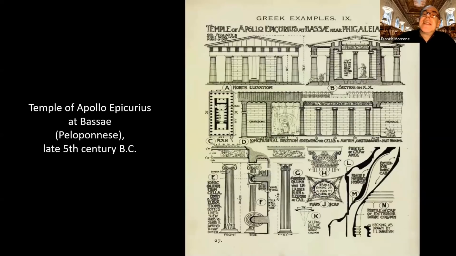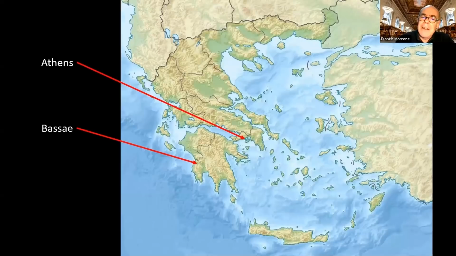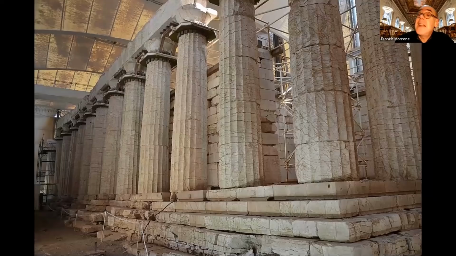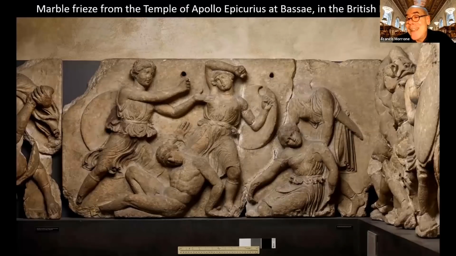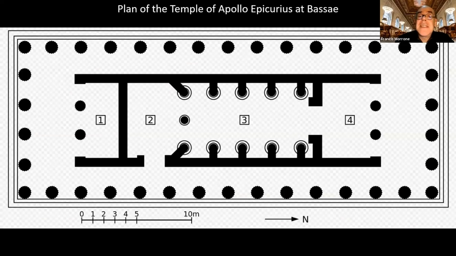And then there is the Temple of Apollo Epicurius at Bassai in the Peloponnese, which is an intriguing temple because it is the only known temple to employ Doric, Ionic, and Corinthian columns. There is a map showing where Bassai is located. This is what its ruin stabilization looks like today. Marble frieze in, guess where? The British Museum. This is the temple plan.